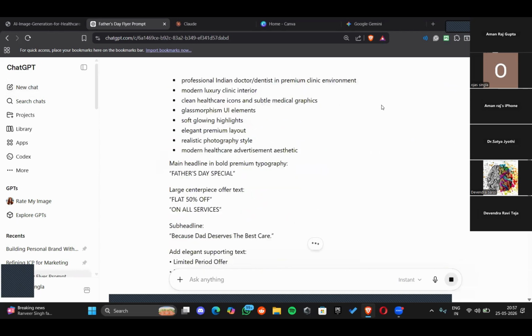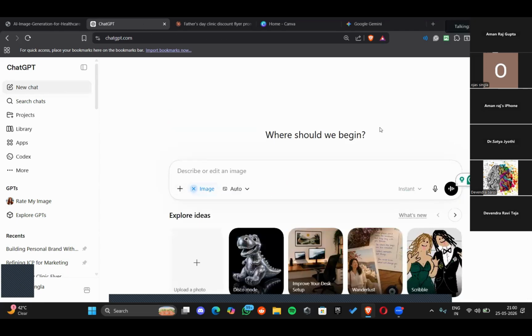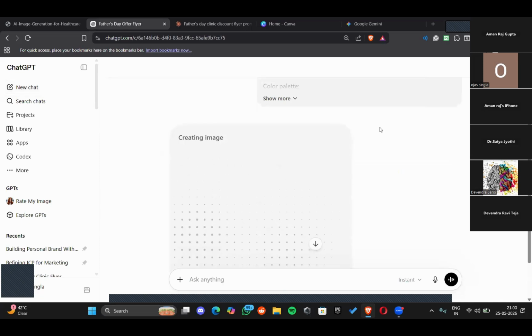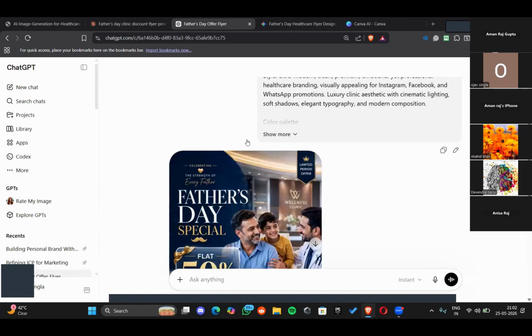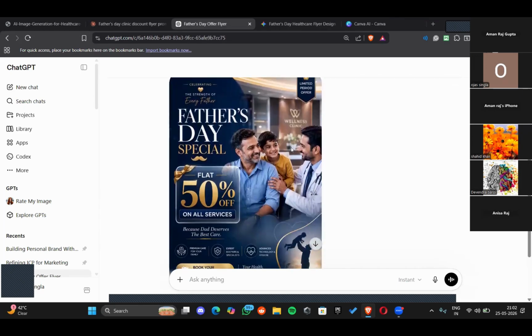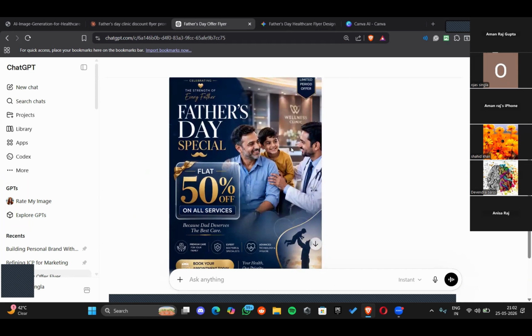like that. Okay. Go to image creation, paste the prompt and send it. It will be creating an image. It will take a few minutes. So ChatGPT has come up with an image. You can see how premium this image looks.